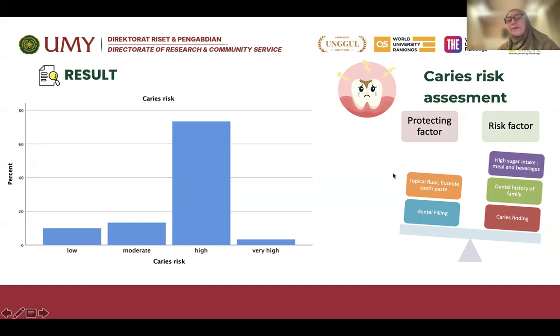This picture shows that risk factors like high sugar intake, family dental history, and caries findings were identified in the children's teeth and oral health, and protecting factors were also less found in the children's assessment.